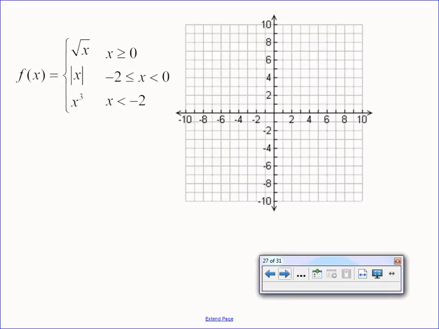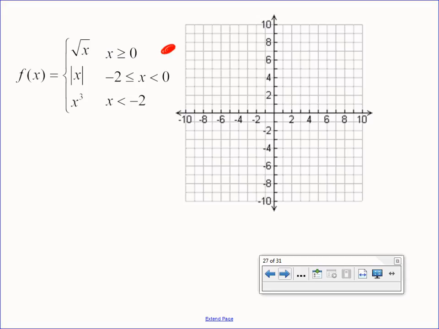Let's try another. In this case, f of x is given by the square root of x, the absolute value of x, and the cubing function, x cubed. However, each of these pieces applies on a different window of x values. So let's look at the first one. I'll do that in red. Our first piece is given by y equals the square root of x.